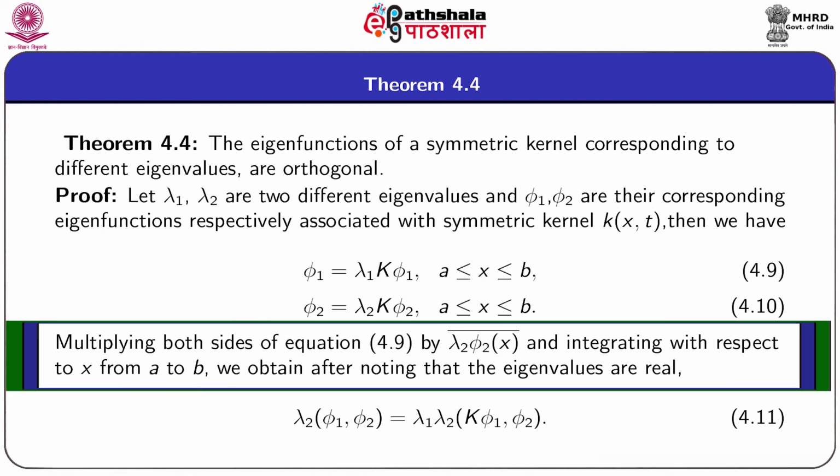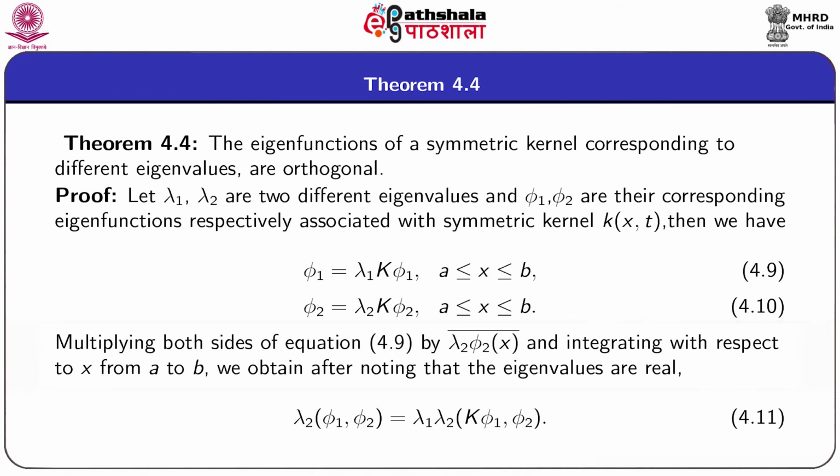Now, we multiply both sides of equation 4.9 by lambda 2 bar into phi 2 bar x and integrate with respect to x from a to b. We obtain, on the left hand side, lambda 2 into the inner product of phi 1 and phi 2. Here we note that the eigenvalues are real. So the left hand side of equation 4.11 is lambda 2 into the inner product of phi 1 and phi 2, and that is equal to lambda 1 into lambda 2 into the inner product of capital K phi 1 and phi 2, which is given by equation 4.11.